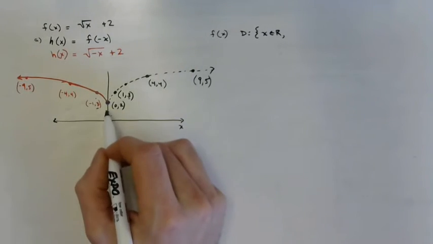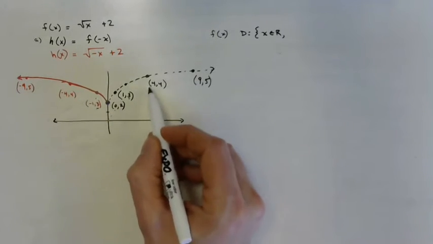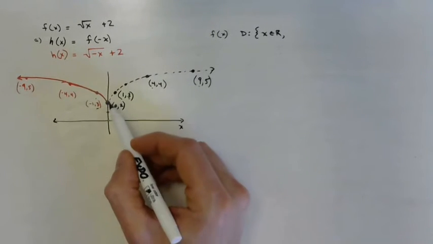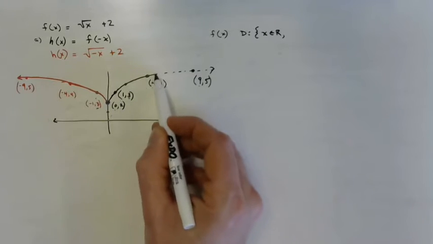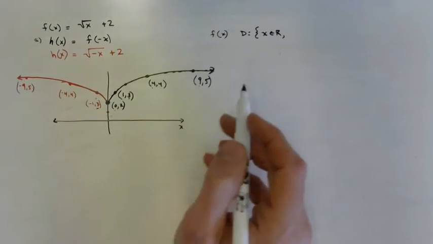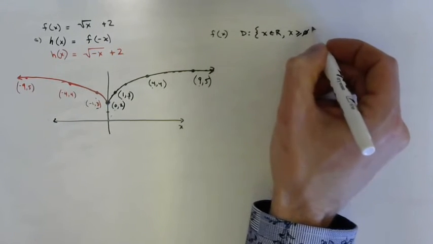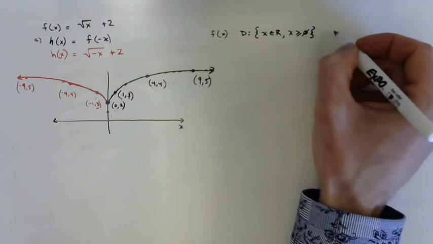0, 1, 4, 9, 0 all the way up. All of them, not just 0, 1, 4, and 9, not just those. Every single point in between, every single real number, all the way from 0 to infinity. Okay? x greater than or equal to 0. What about the range?